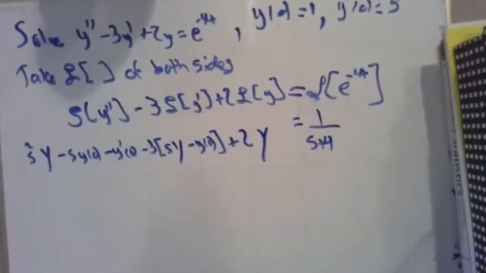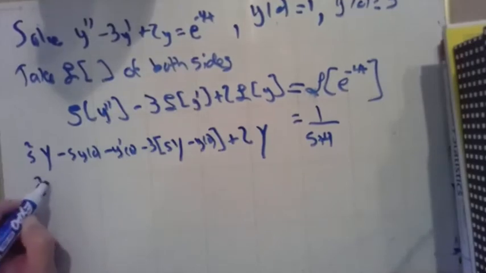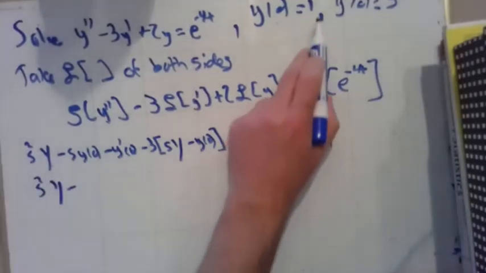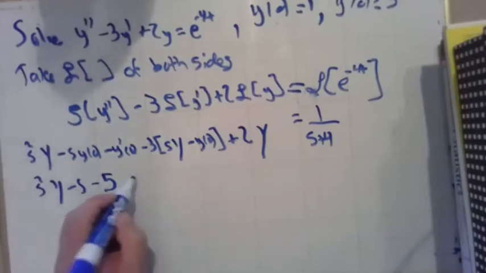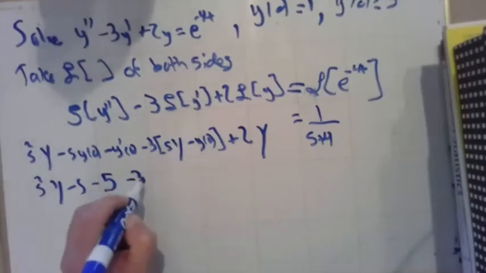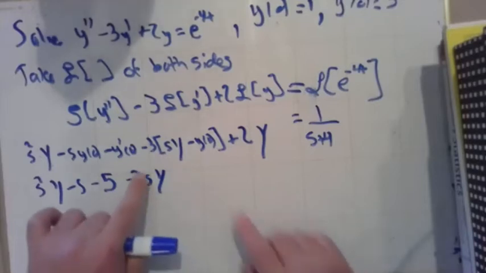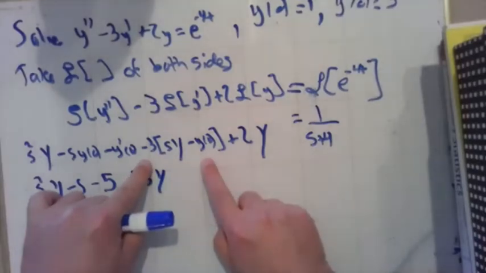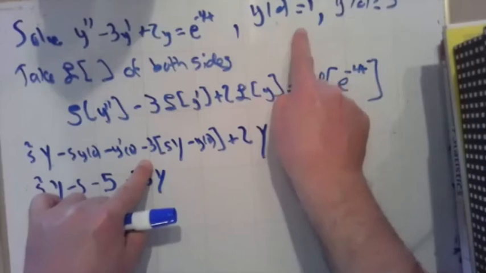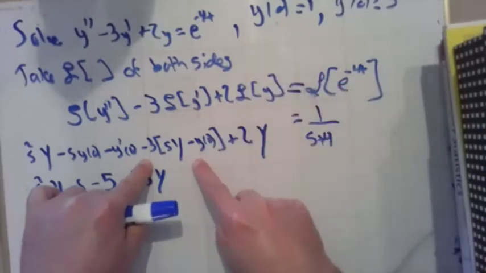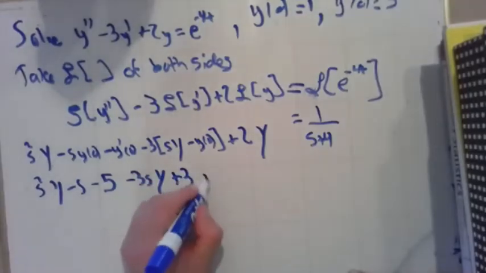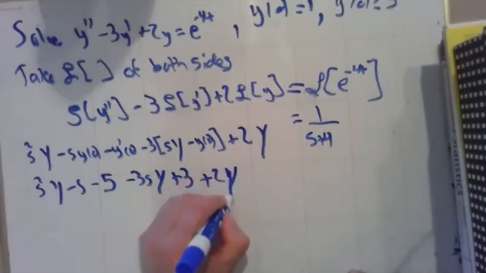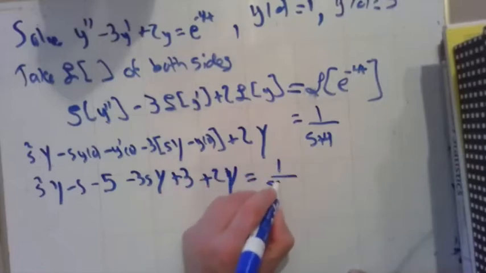All right, let's fill in all the things we know. So that's s squared capital Y minus y of 0, which was 1, minus y prime of 0, which was 5. I'm going to go ahead and distribute my 3 here. Minus 3s capital Y, minus 3 times minus 1 would be plus 3, plus 2Y. Make sure you keep that looking capital.